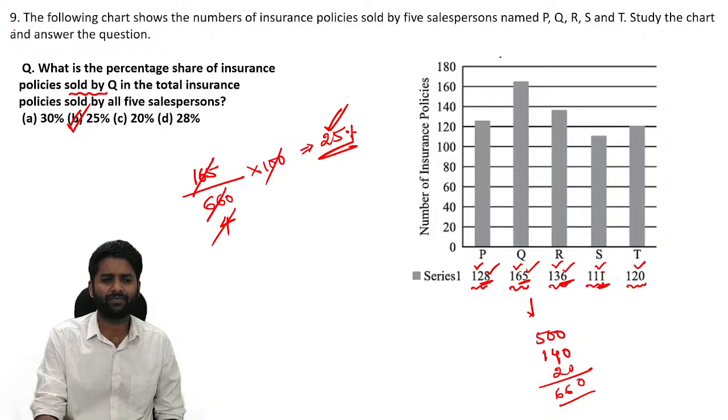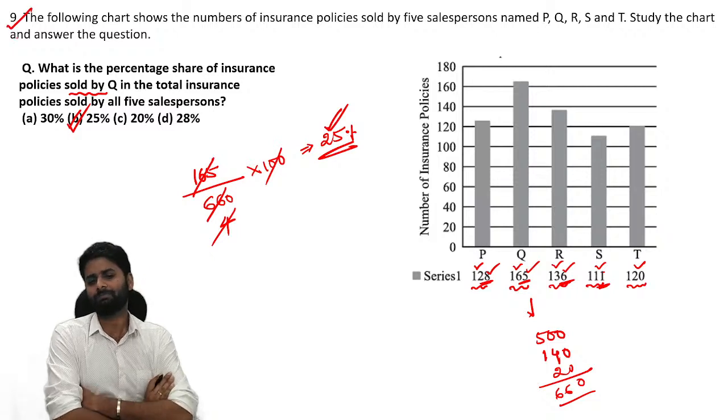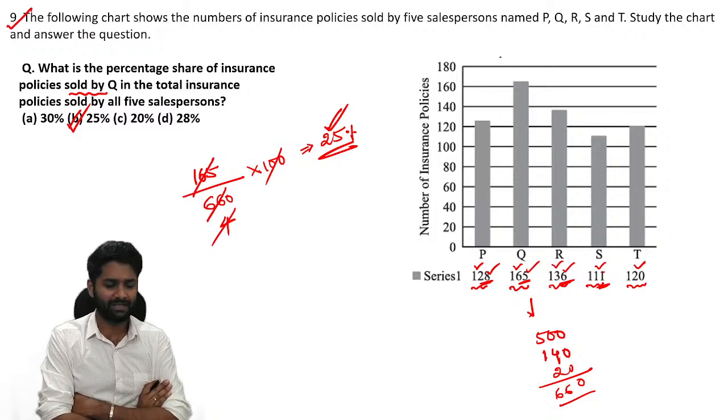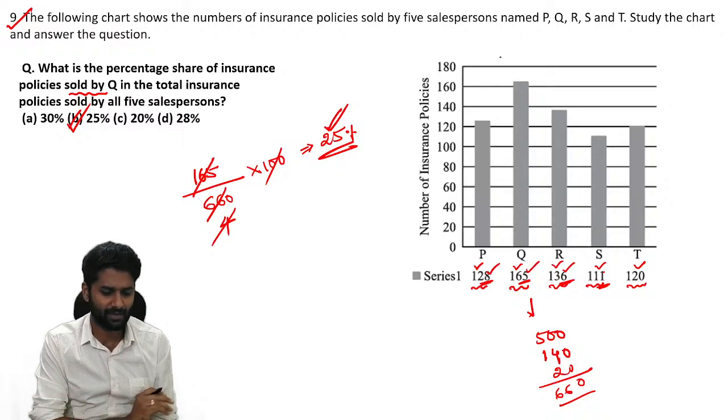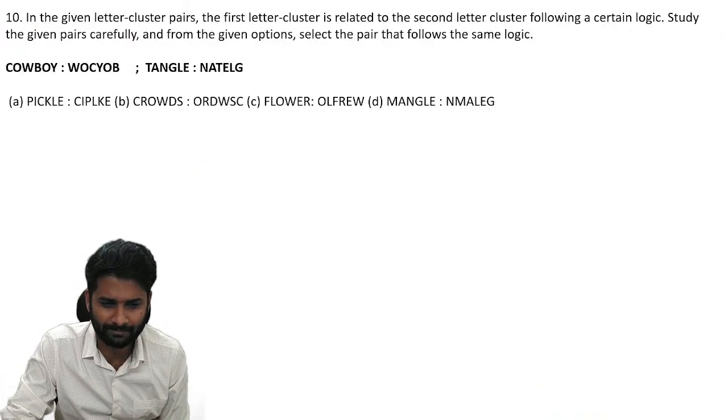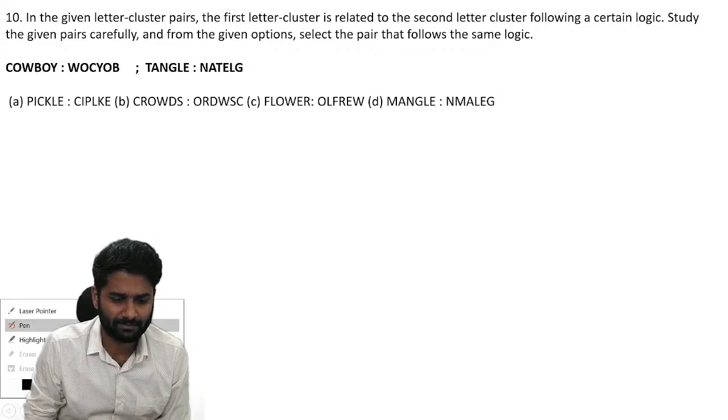So clear? So definitely you can expect 2 to 3 different questions from data interpretation in your railway exam. Next.